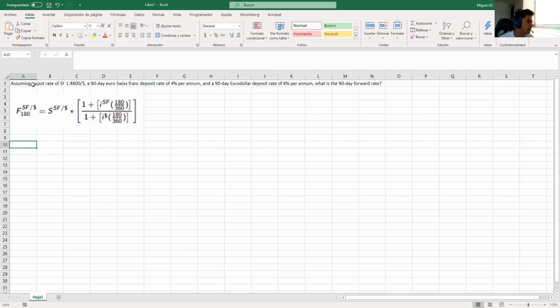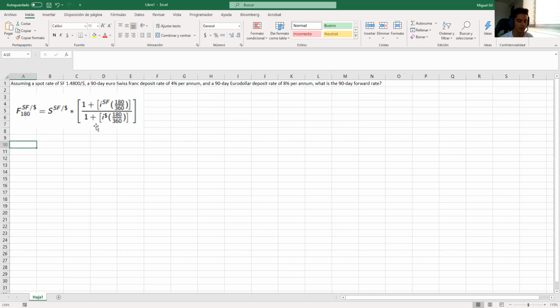What do we need to calculate? It says that assuming a spot rate of Swiss francs 1.48 over dollar, so that means for $1 I need to pay 1.48 Swiss francs. And then later it says a 90-day Euro Swiss franc deposit rate of 4% per annum. What does that mean? It can be quite confusing.